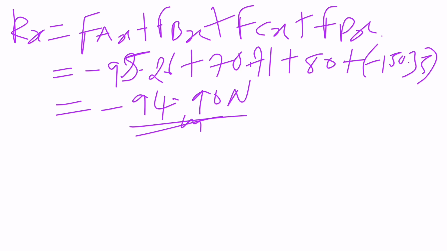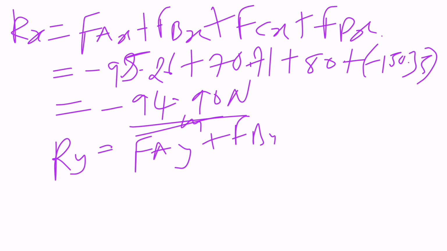Now we want to find the resultant in y also. So we go to the resultant in y, the component resultant in y. We just do the same thing. Force AY plus FBY, so those are the components in y. So FCY then plus FDY. So all the components, let's add them together.